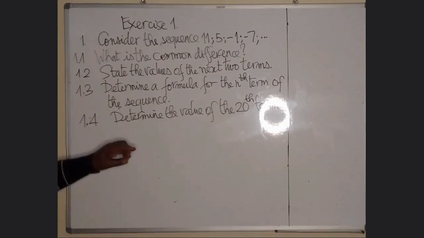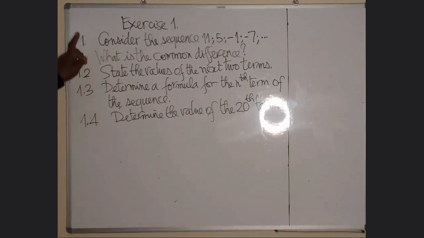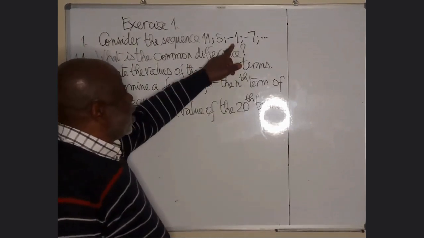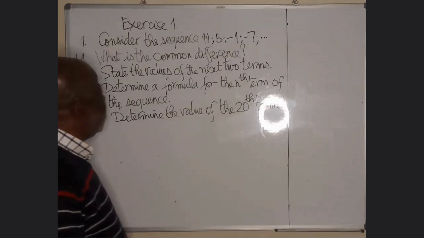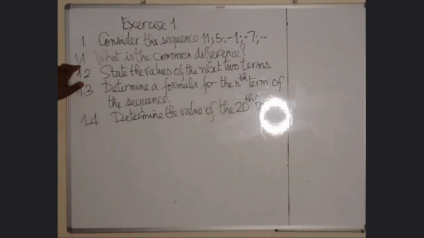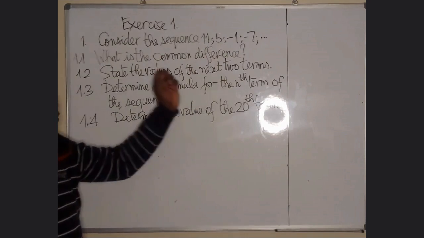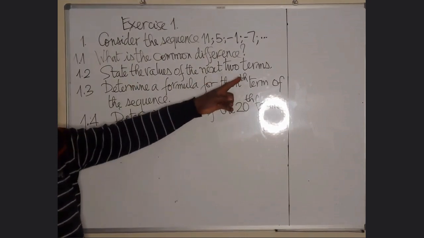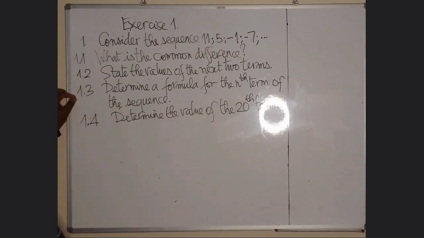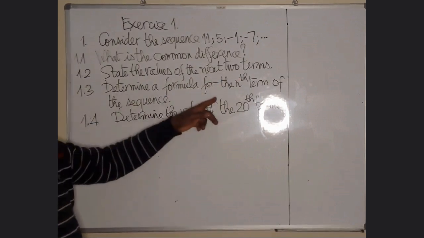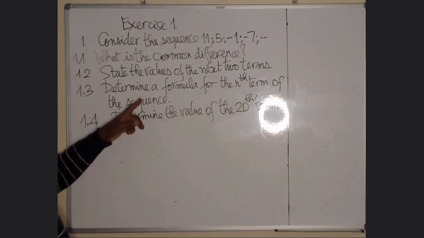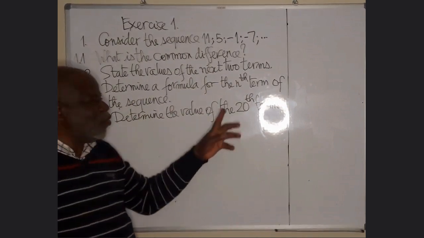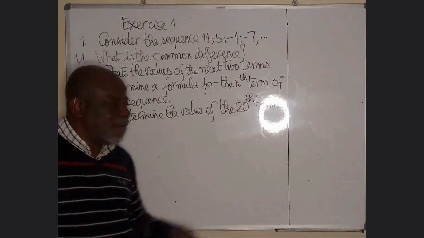Exercise number 1. Consider the sequence 11, 5, negative 1, negative 7. First question, 1.1, what is the common difference? 1.2, state the value of the next two terms. 1.3, determine a formula for the nth term of the sequence. And then finally, question 1.4, determine the value of the 20th term.